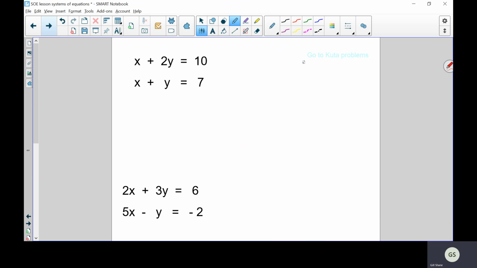So look at that top problem. I could add straight down. You can always add straight down. This side is equal to 10, this side is equal to 10, so I'm adding 10 to 7. I get 17. Problem is, if I add straight down, if I add this to this, I don't get rid of a variable. I just have one equation, two variables still. I can't solve one equation, two variables.